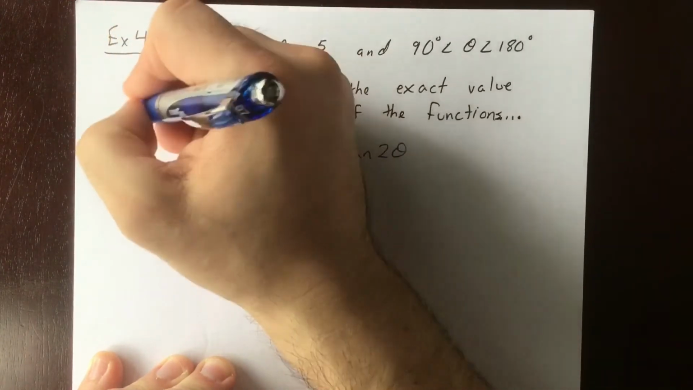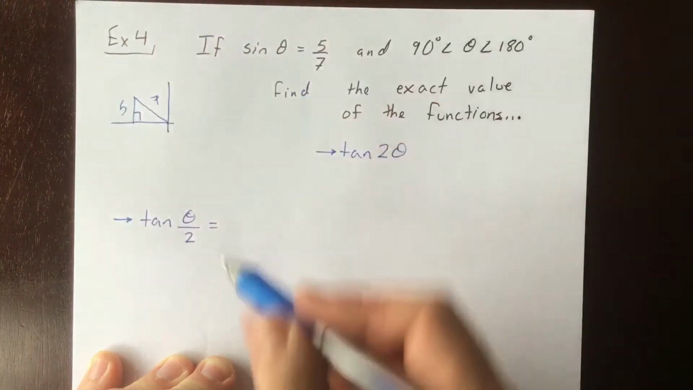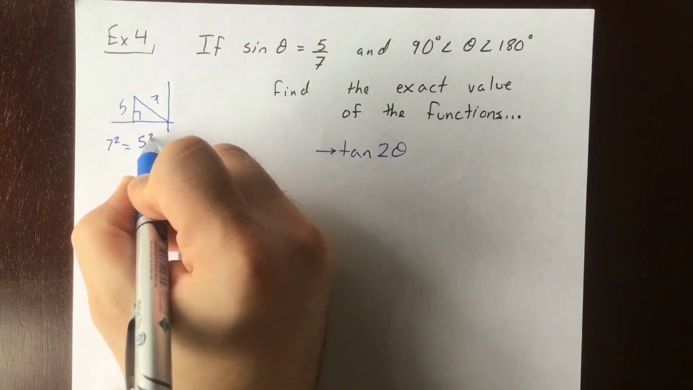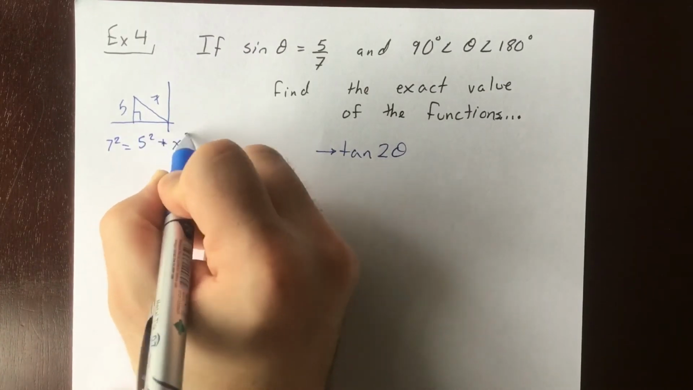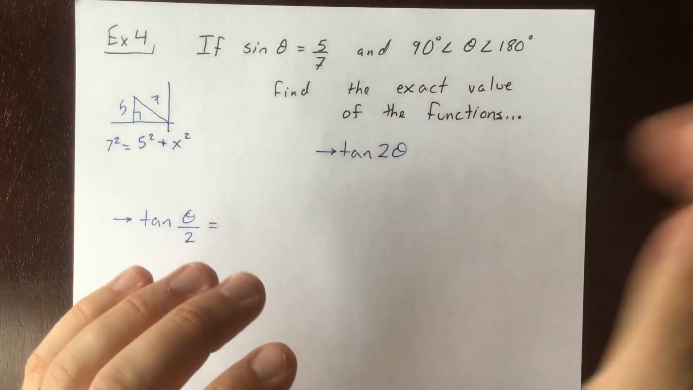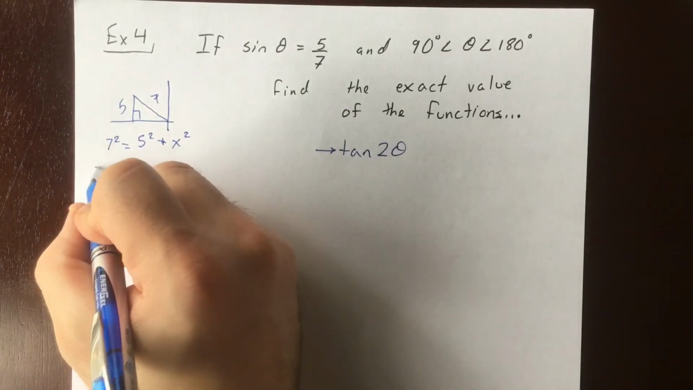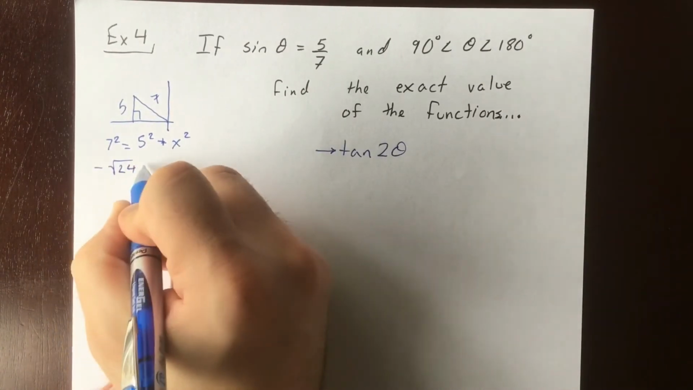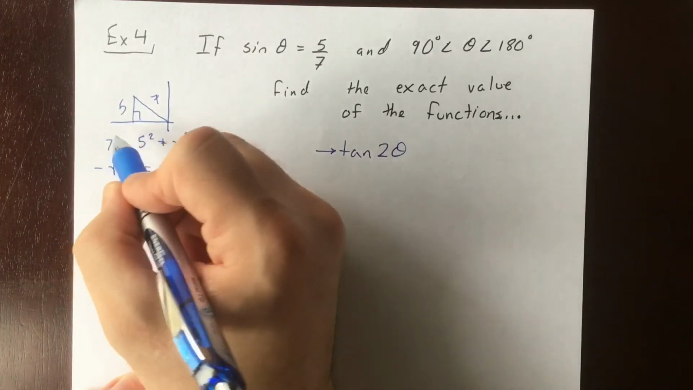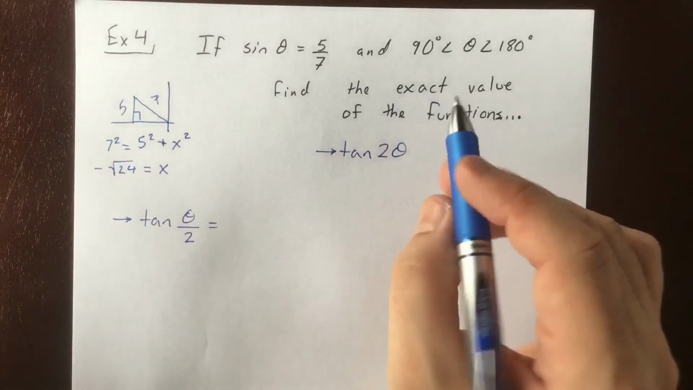So 5, 7. Let's see. Pythagorean theorem, 7 squared equals 5 squared plus x squared. Coming down, we get 49, 25. Subtracting 49 and 25, we get 24. So x is going to be the square root of 24, but because we're in the second quadrant, x is negative square root of 24 because of the quadrant we are in.